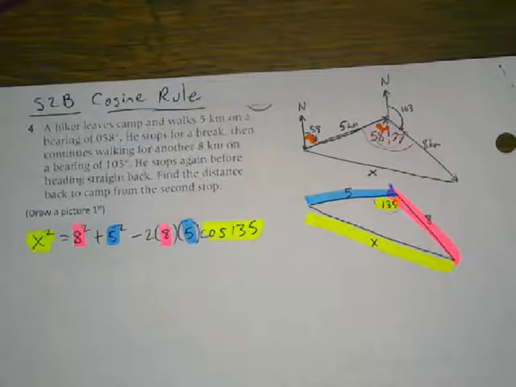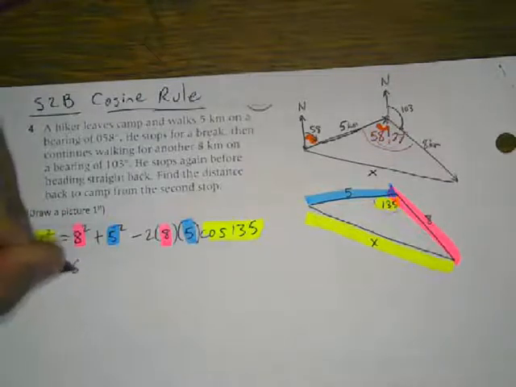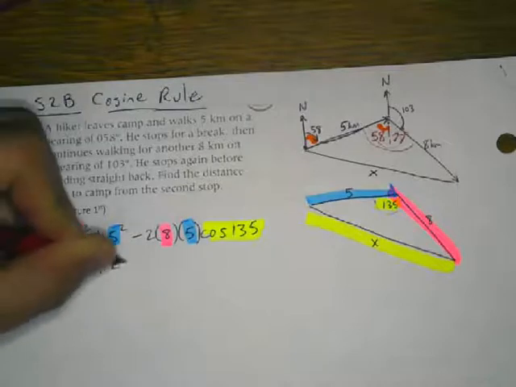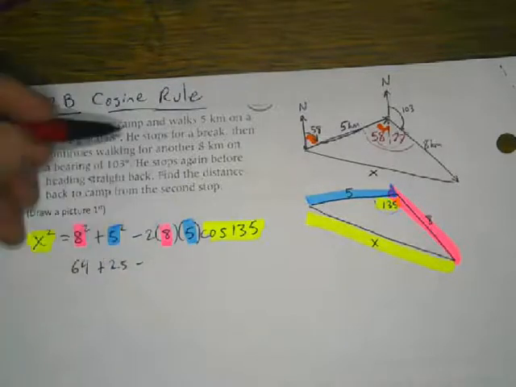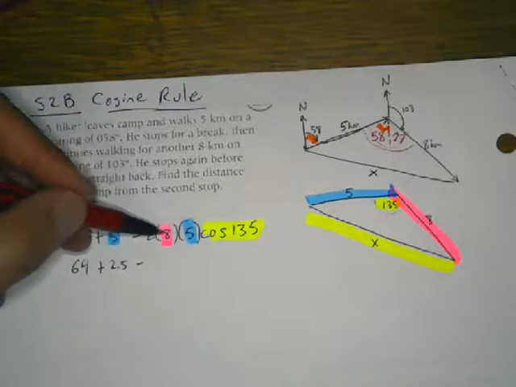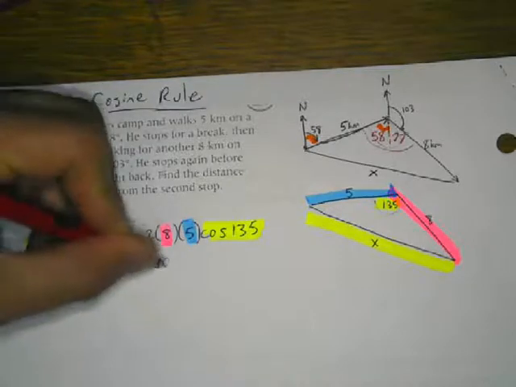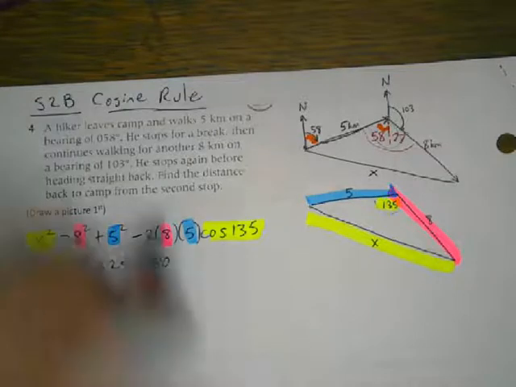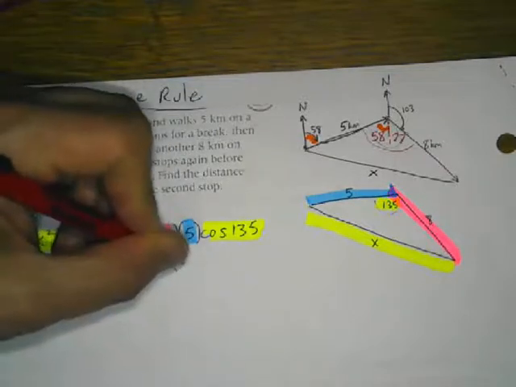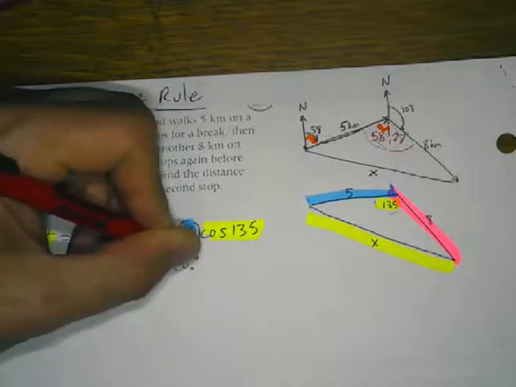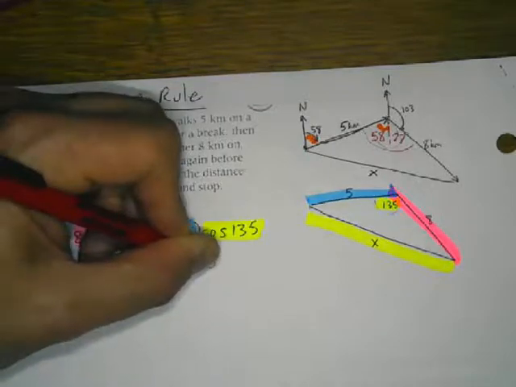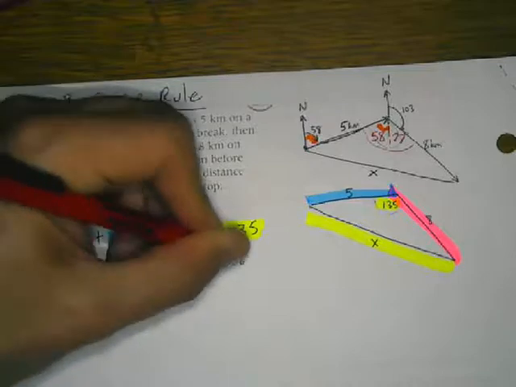Okay, and so now it's just solve. So we've got 64 plus 25 minus 2 times 5 is 10, and 10 times 8 is 80. And then cosine of 135 is negative 0.707106, something like that.